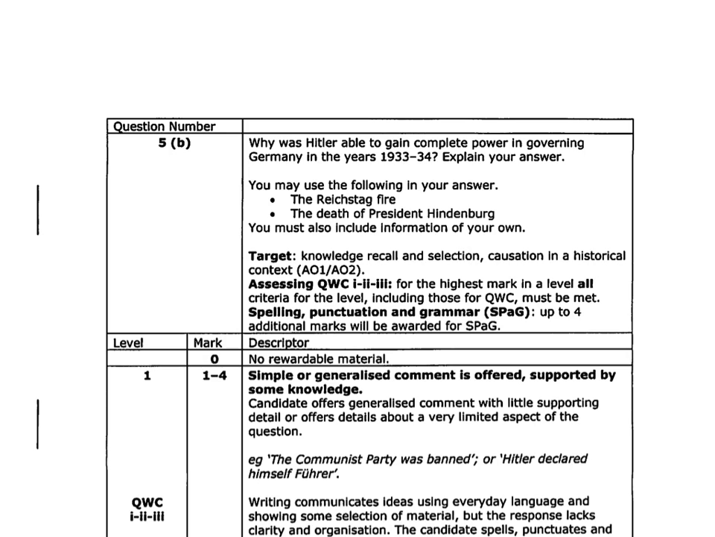Our analytical statement, and this explains why he was able to gain complete power, because. And everything after the word because at the end of your paragraph will be analysis and will be the highest level. You may use, you don't have to use, but you may use.